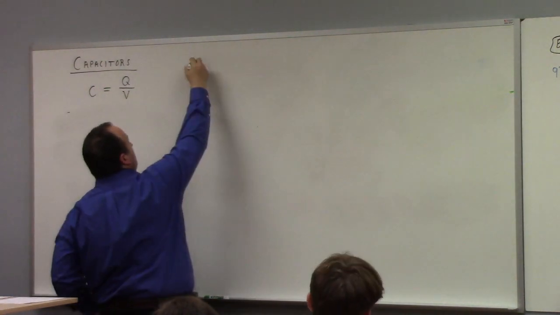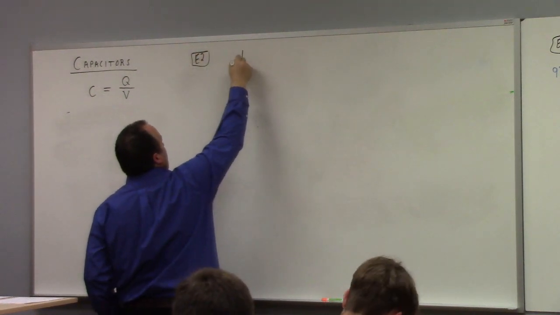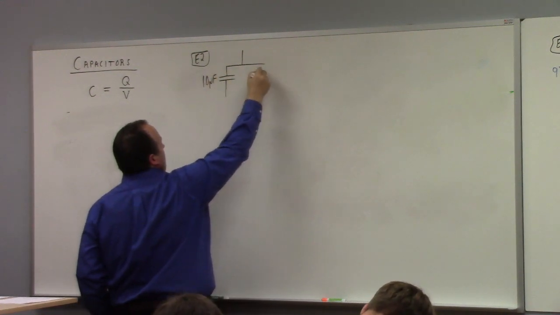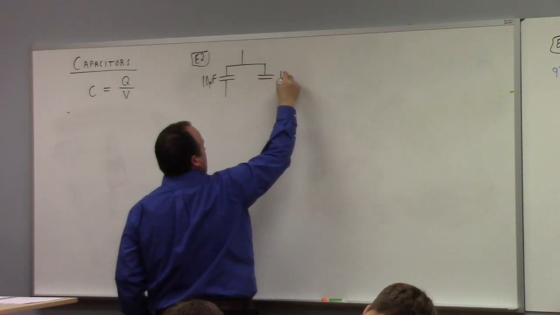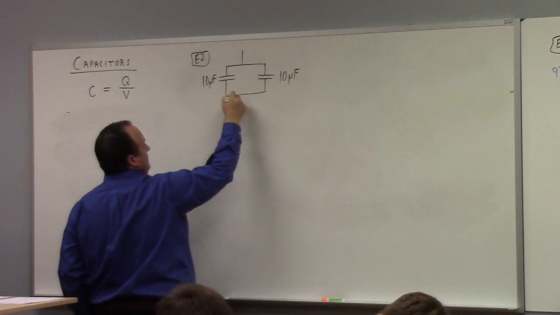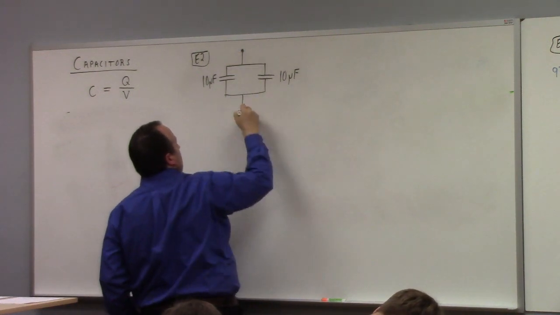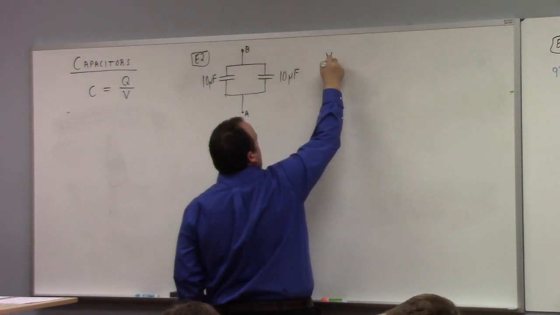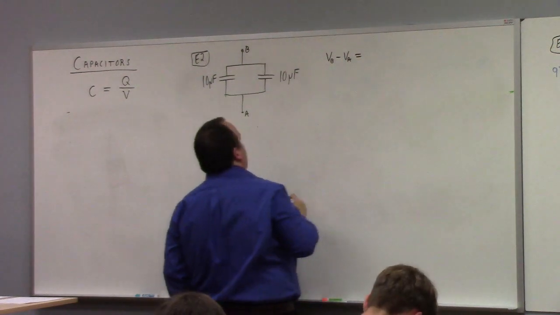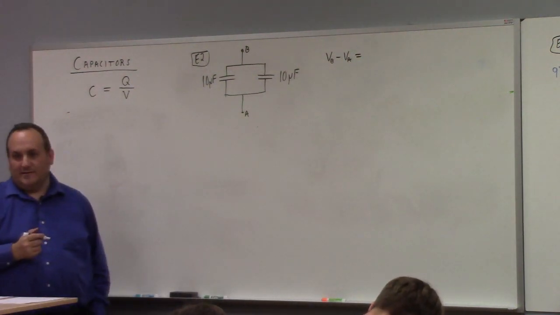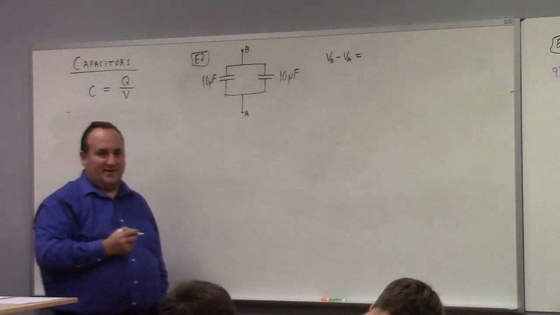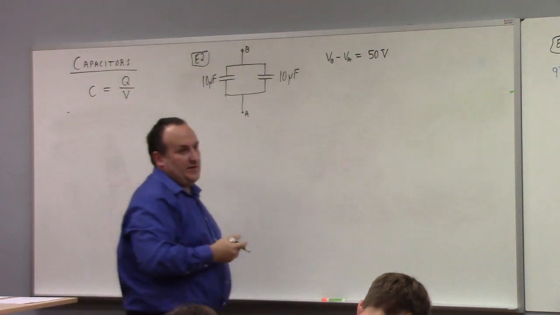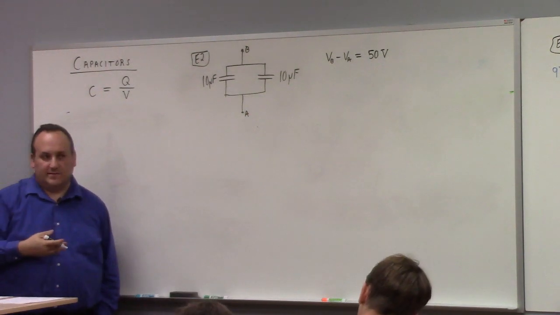Example 2 here. Let's suppose that we have 10 microfarads here, and just to make it fun, 10 microfarads there. All right? And between nodes A and B, we'll say that VB minus VA is given to be, what do you guys want to put? What voltage do you want? It's your chance. 50. I heard a 50. I like a 50. I'll take that 50 volts.